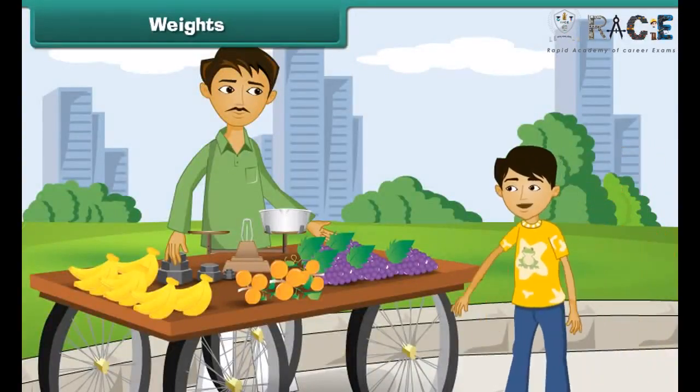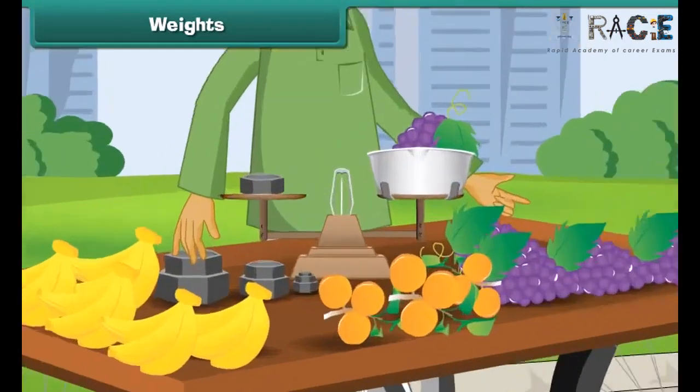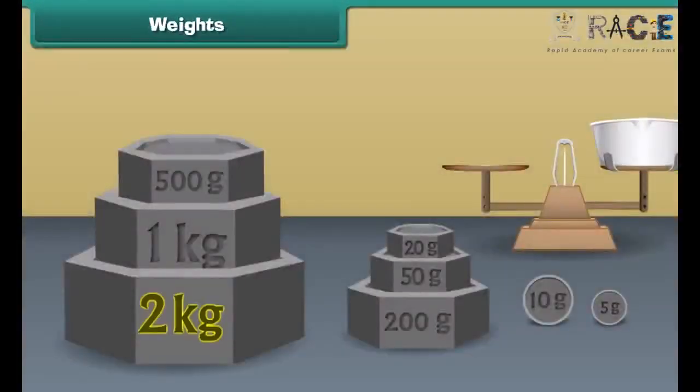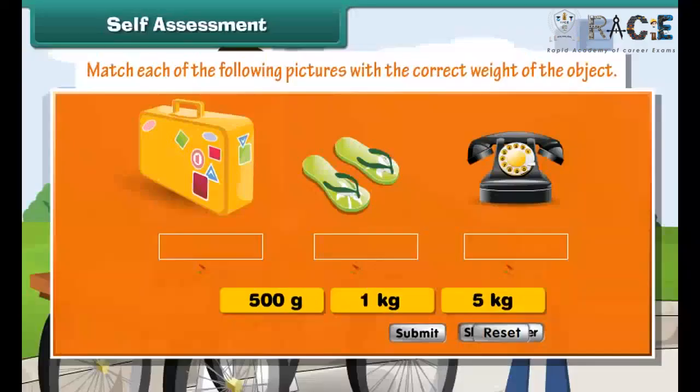When we go to a fruit seller, he uses different types of weights to balance the required amount of objects. Some weights used to measure weight are 2 kg, 1 kg, 500 grams, 200 grams, 50 grams, 20 grams, 10 grams, and 5 grams. Match each of the following pictures with the correct weight of the object.